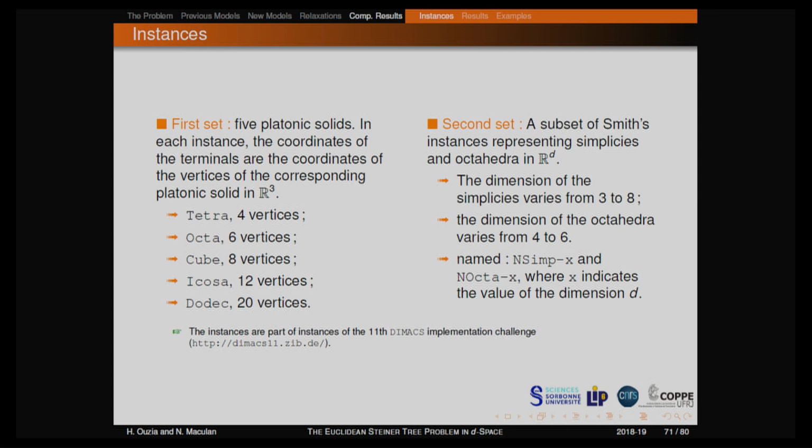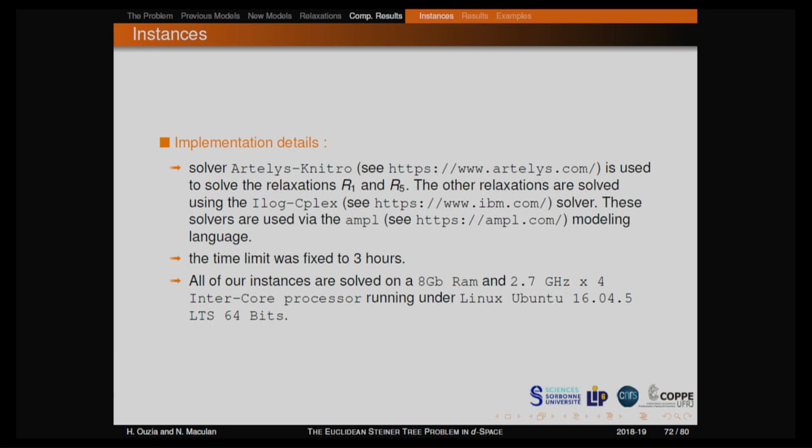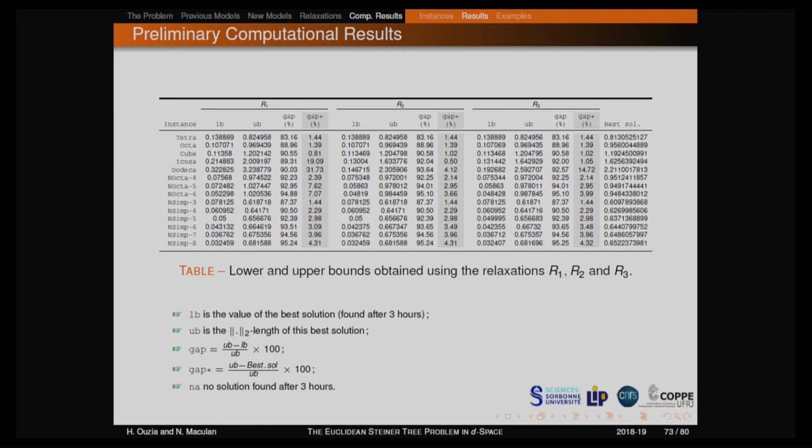Those are the instances we try: tetrahedral, octahedral, cube, icosahedral, dodecahedral, dimension of the simplex, and so on. We use this kind of logical simplex for the linear, and for nonlinear it is Kinetro. And we'll solve in 2-3 hours. You cannot see anything here, but I can see. We test the 6 different relaxations, and just so you understand, this is the best.